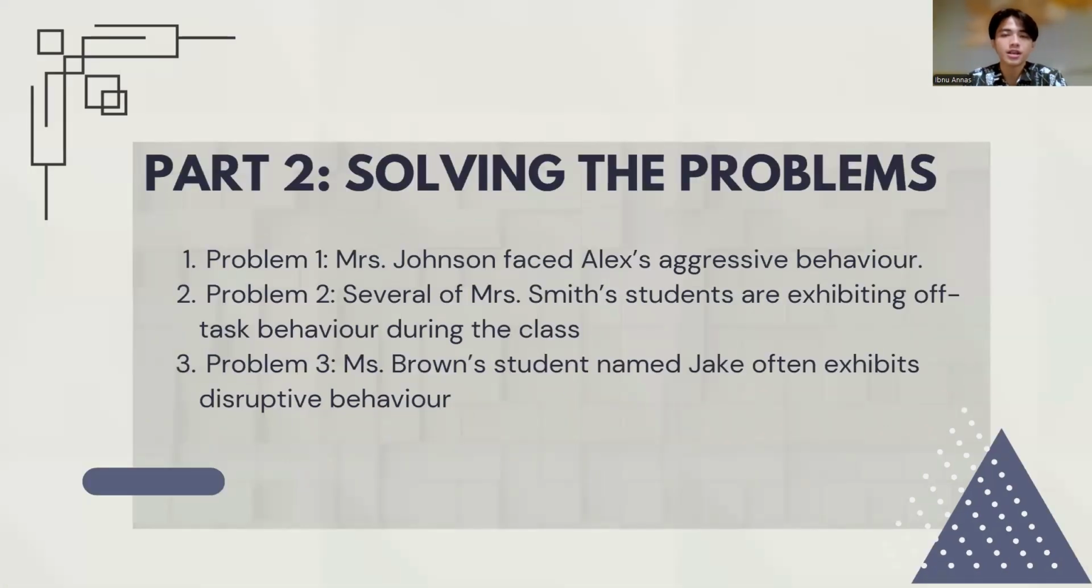That is the end of part one. So let's head to the next part. Part two is solving three kinds of problems, real-world, real-life problems. The first one, Miss Jones faces aggressive behavior. Problem two, several students of Miss Smith are exhibiting off-task behavior. And the last is Miss Brown, whose student named Jade often exhibits disruptive behavior. Let's head to the first problem.